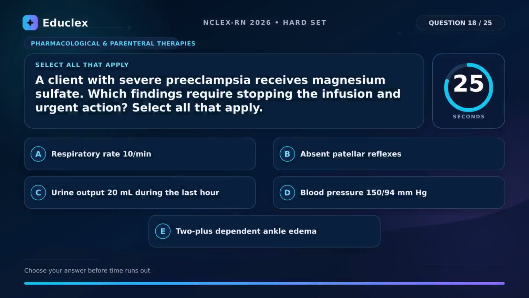Question 18. A client with severe preeclampsia receives magnesium sulfate. Which findings require stopping the infusion and urgent action? Select all that apply. Here are the options. Option A, respiratory rate 10 per minute. Option B, absent patellar reflexes. Option C, urine output 20 milliliters during the last hour. Option D, blood pressure 150 out of 94 millimeters of mercury. Option E, 2+ dependent ankle edema. Your 25-second thinking time starts now.